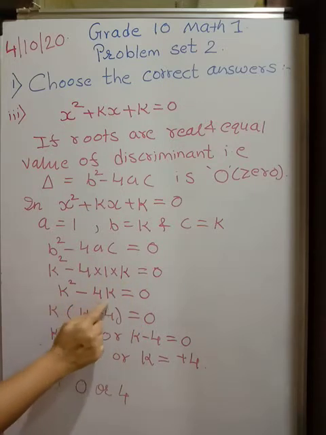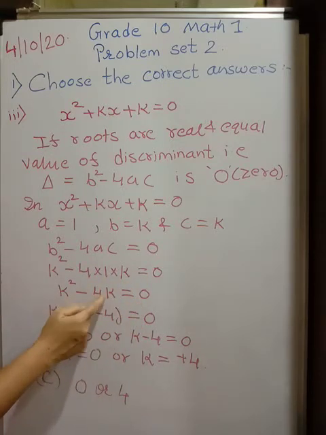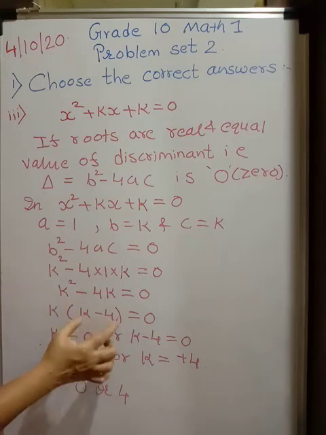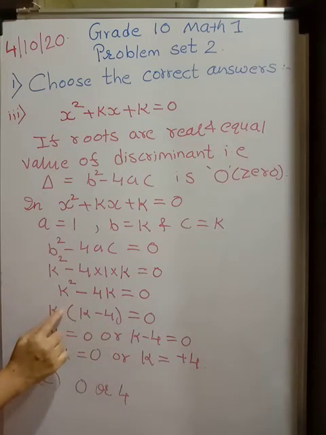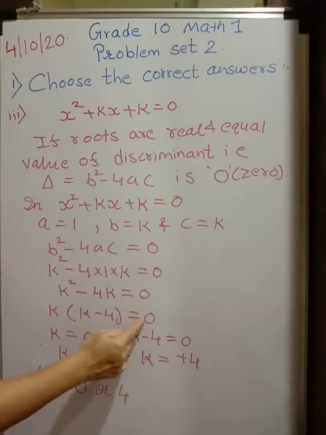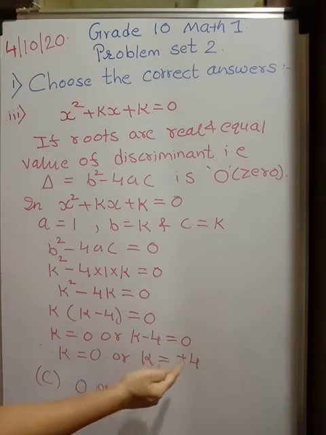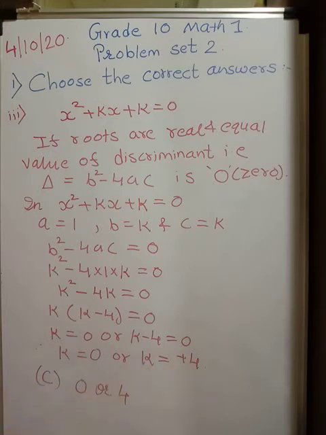k square minus 4k is equal to 0. From this I have taken k common. Inside remains k minus 4. Now here there is a multiplication sign. If the answer is 0, either k is 0 or k minus 4 is 0. So the value of k is either 0 or, if this 4 is shifted over there, you get k is equal to plus 4. So either k is 0 or 4 and therefore your correct option is C. I hope you are understanding.